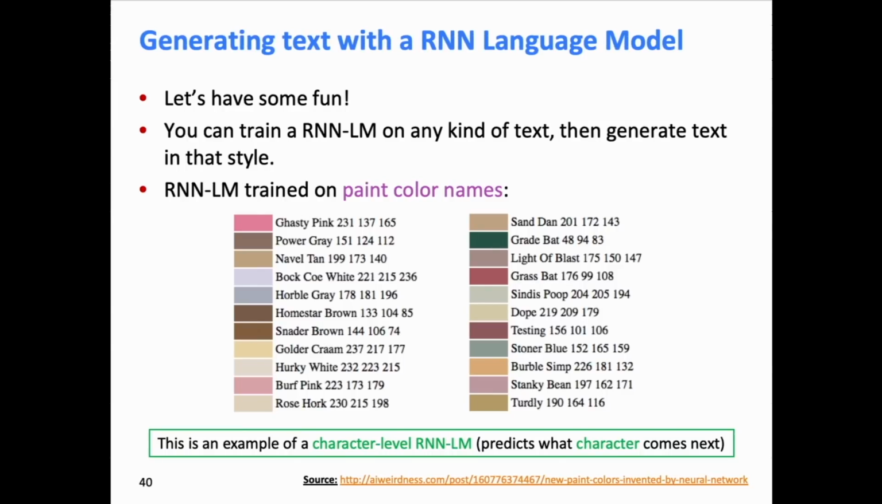Another thing to note is that this language model was trained to be conditioned on some kind of input. So here the input is the color itself, I think represented by the 3 numbers, that's probably RGB numbers, and it generated some names for the colors.